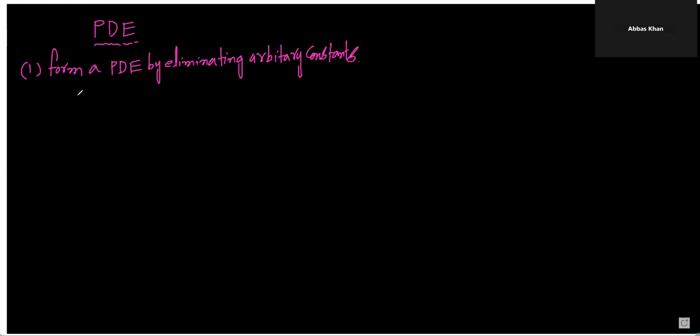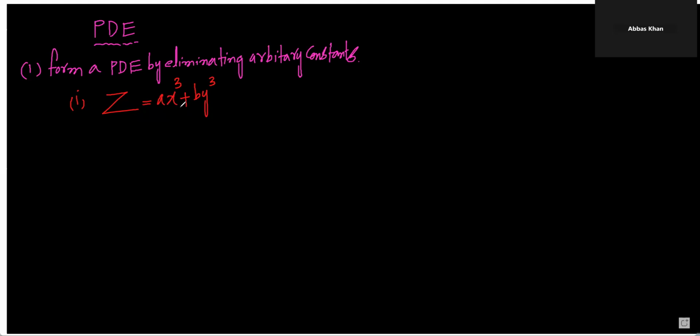We have been given z is equal to ax cubed plus by cubed. Here a and b are the arbitrary constants. How to identify? Sometimes it is mentioned in the question paper that a and b are arbitrary constants, or that x and y are the independent variables. z is a function containing x and y. Other than this, we have only a and b left, which are called arbitrary constants.